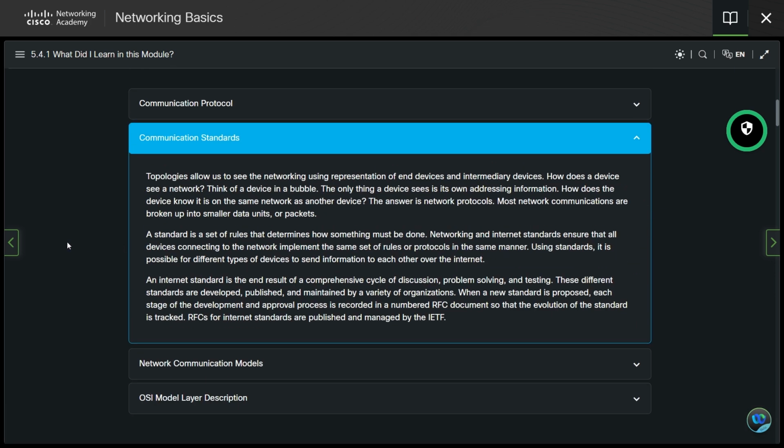The next step is communication standards. Topologies allow us to see the network using a representation of end devices and intermediary devices. How does a device see a network? Think of that device in a bubble.